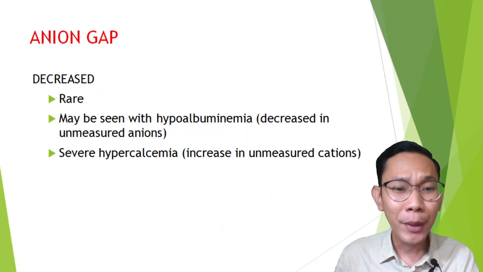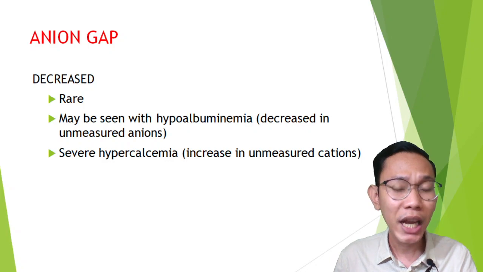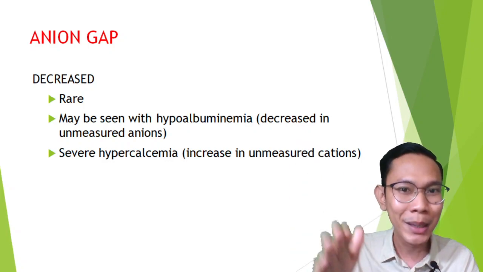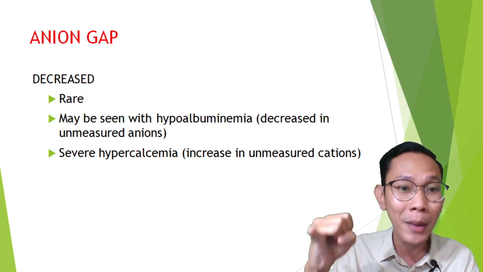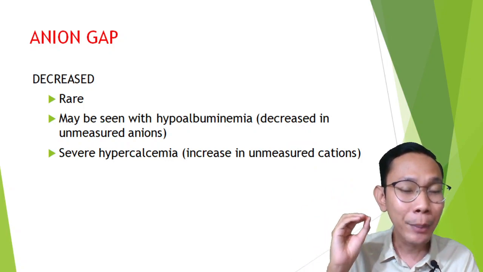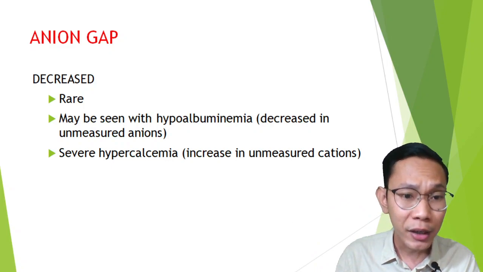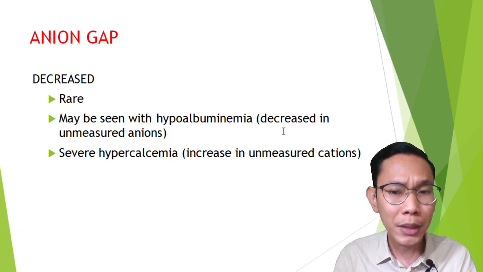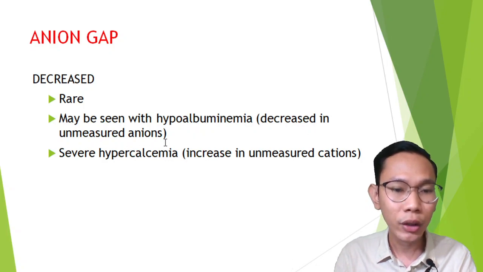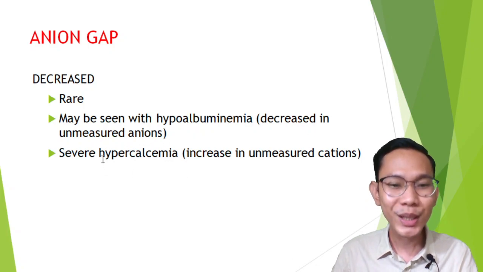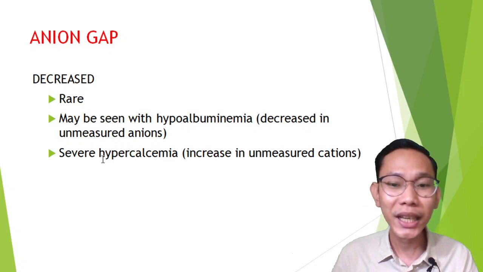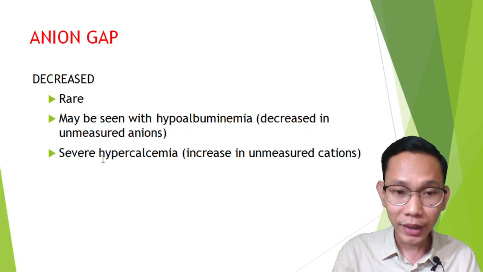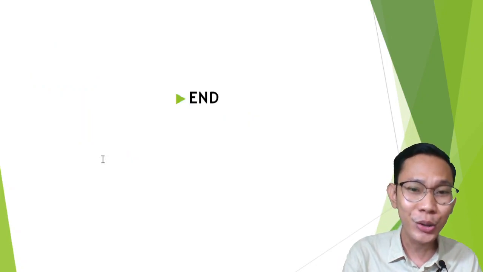So, anion gap, we also have a decreased level of anion gap. However, it is rare, unlike the normal and high, di ba? There are more differential diagnoses when the anion gap is normal or high. But a low anion gap is very rare. We don't see that often. Maybe only seen with hypoalbuminemia, decrease in unmeasured anions, or if there is severe hypercalcemia or increase in unmeasured cations. So, guys, that ends our discussion.